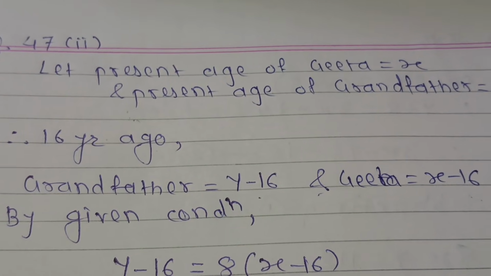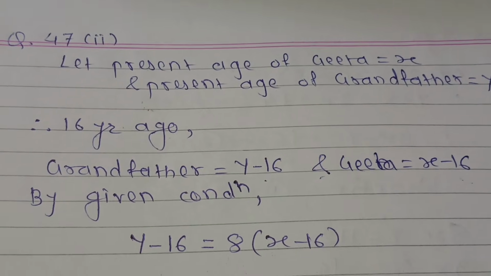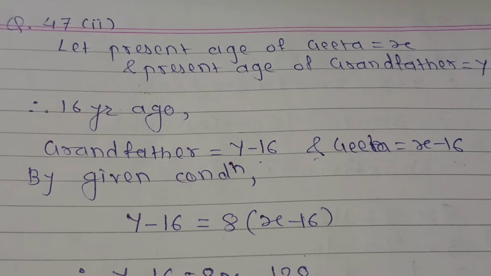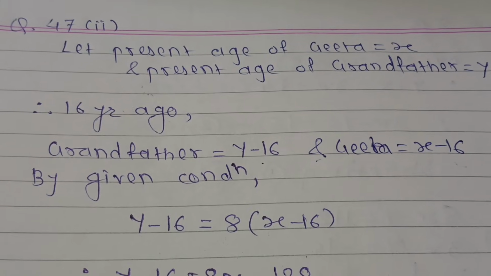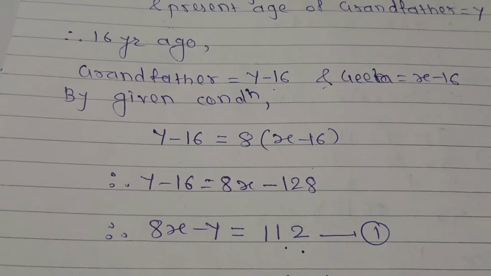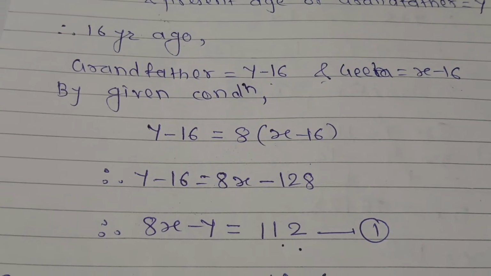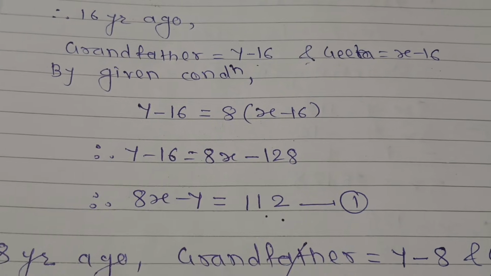Let the present age of Geeta be x and the present age of the grandfather be y. So 16 years ago, the grandfather was y minus 16 and Geeta was x minus 16. By the given condition, 16 years ago, the grandfather's age is equal to 8 times Geeta's age. So putting the values, we get an equation.